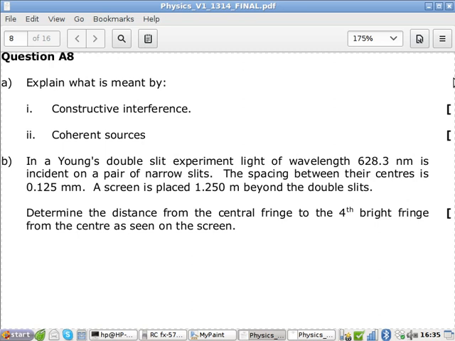So I can't use the regular formula, but I can get the distance S. You could get the fringe pattern separation, but you still need to multiply it by 4 because you're looking at the fourth one. So you still need to know. Yeah, but there is another way to do it. So let's have a look at it.